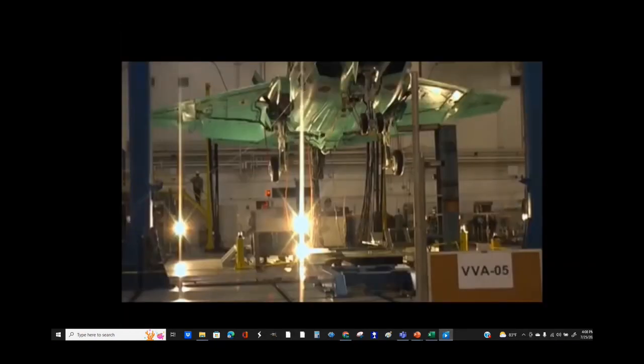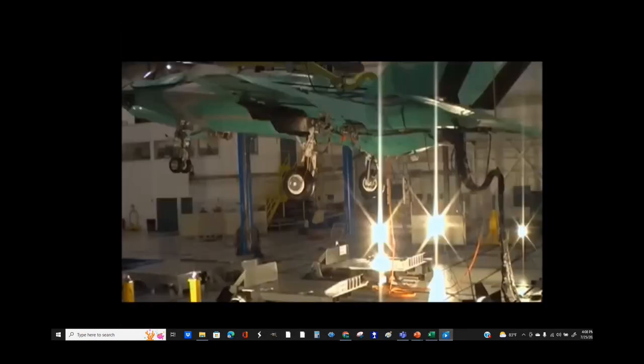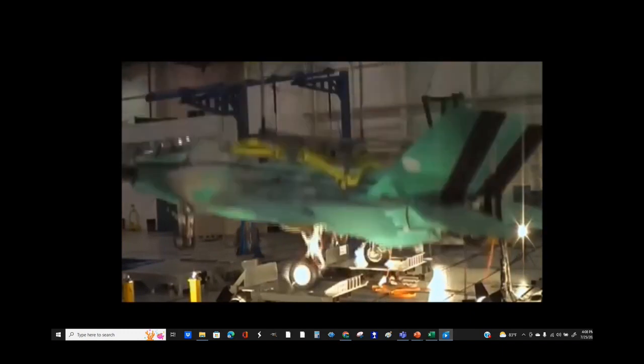Here it is doing a drop test. Here's the input. You see the difference in amplitude. So it bounces.